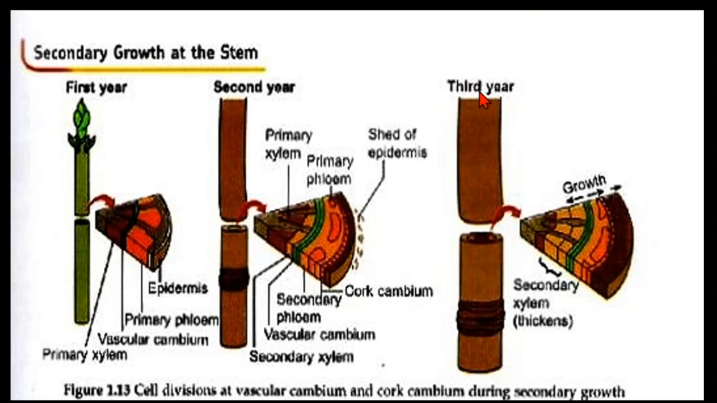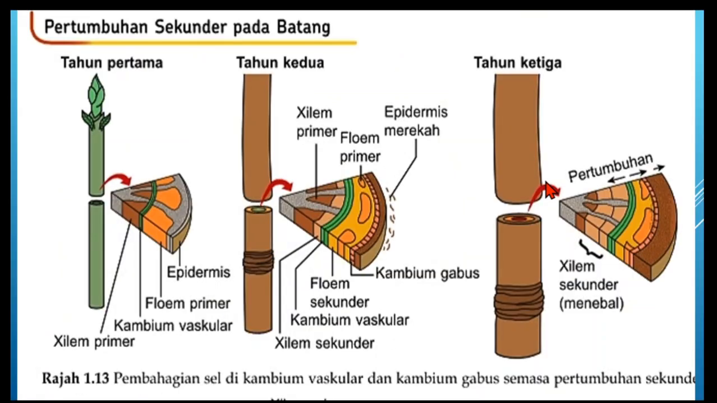Okay. Third year, the secondary xylem, dia increase in thickness. So dia punya ini the growth like this. So meaning dia punya diameter of the stem is increasing from year to year. Okay, so this is a clearer picture.